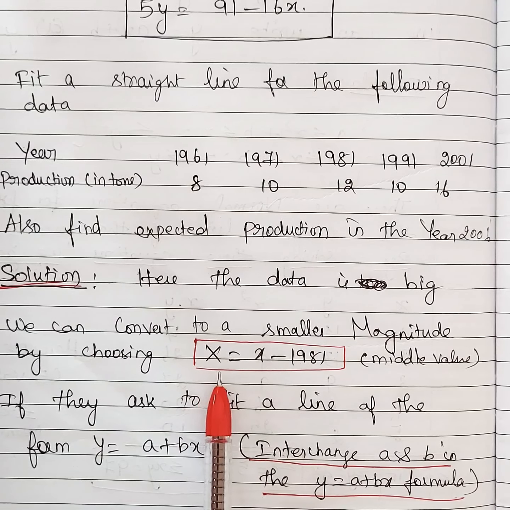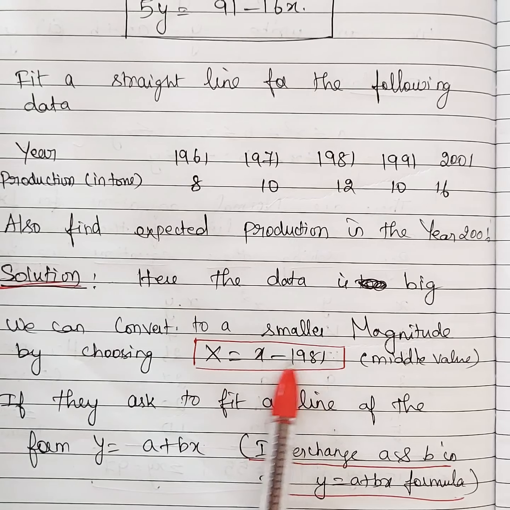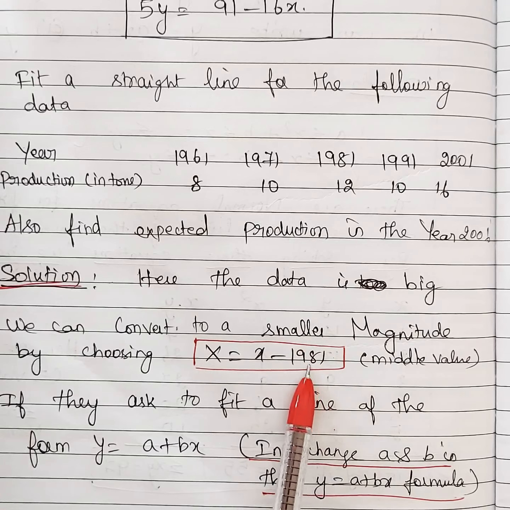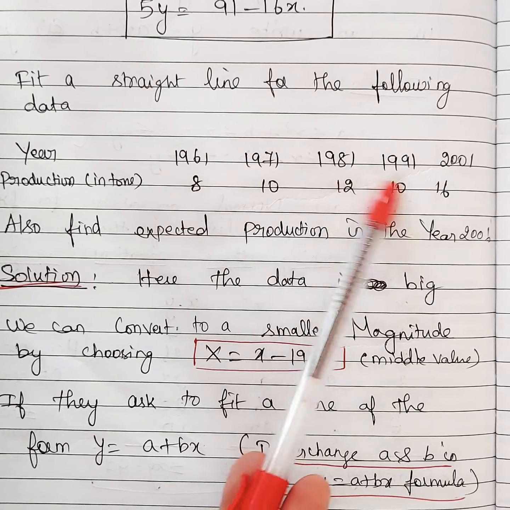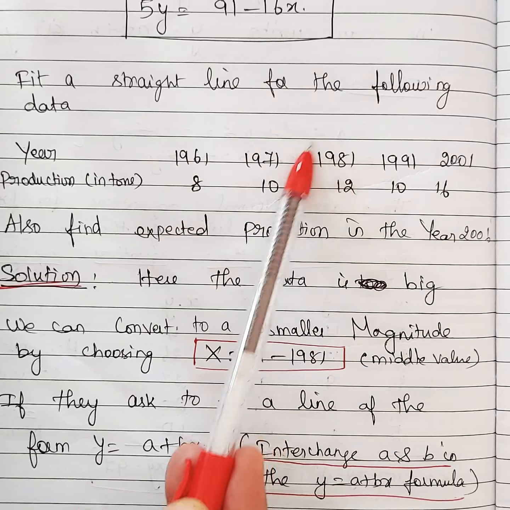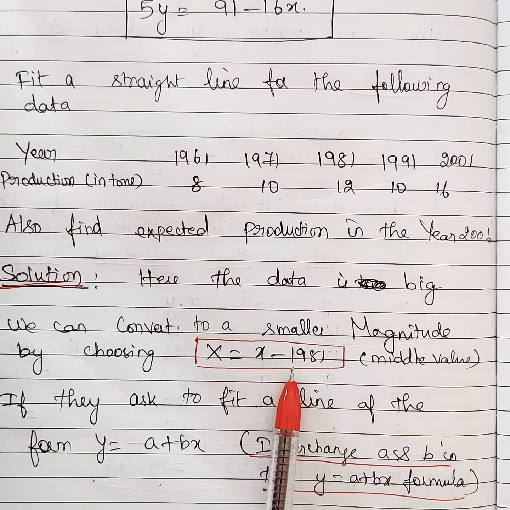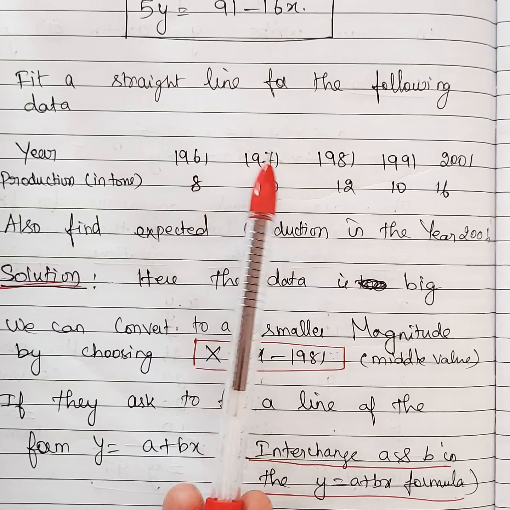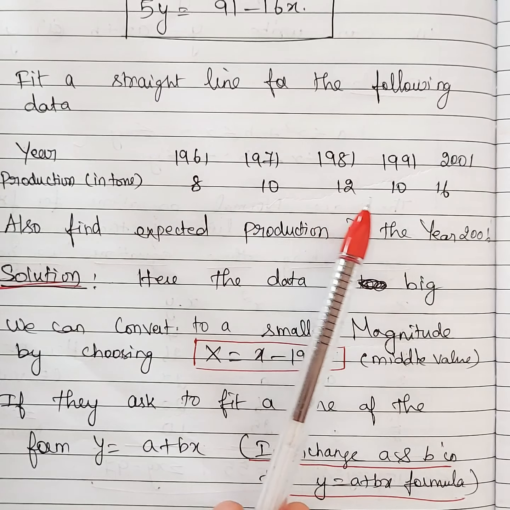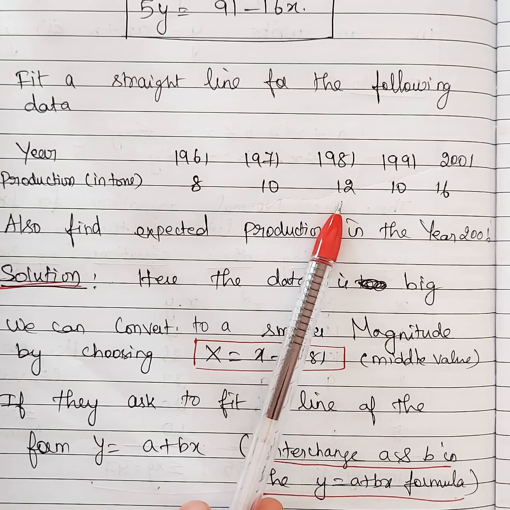So now I am going to take capital X as x minus 1981. Why have we taken 1981? See, there are 5 values. So I have chosen this value in the center to make the values smaller. You can choose this also. If there are 6 values, then in the middle there will be 2 values. You can choose any one value.